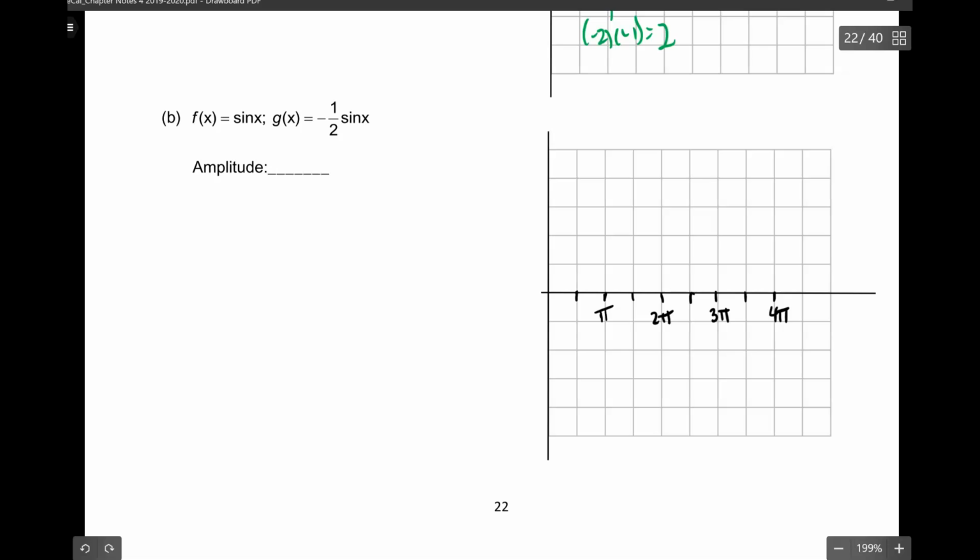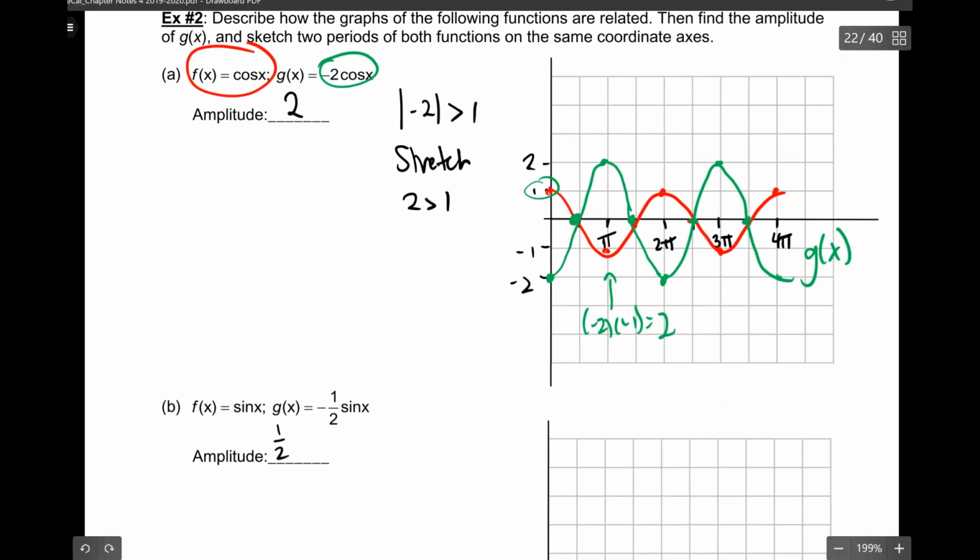Now, let me come back up here. This amplitude is 2. It doesn't matter which side I look at. For the green, the amplitude is still 2, although I'm multiplying by negative 2.